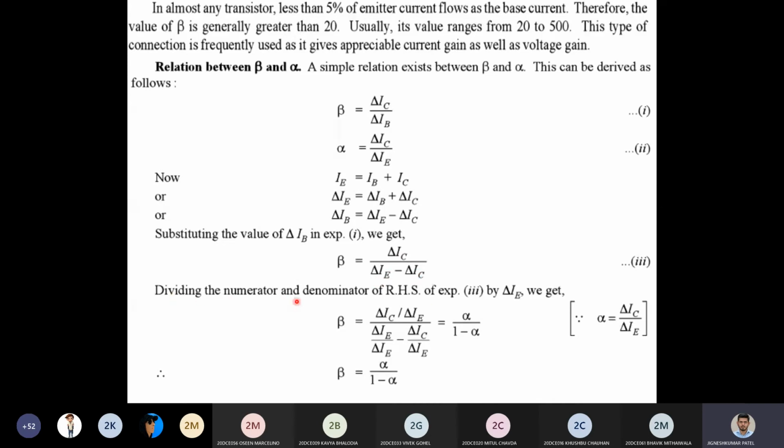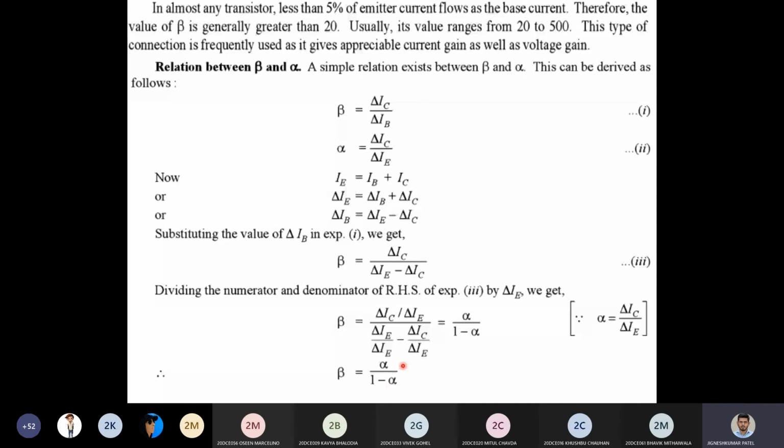Now dividing the numerator and denominator of the RHS of expression 3 by delta IE, I get IC by IE divided by IE and IC by IE. So this is my alpha, this is 1, and this is again alpha. So alpha upon 1 minus alpha is the relation between them. So I can say beta is equal to alpha upon 1 minus alpha.